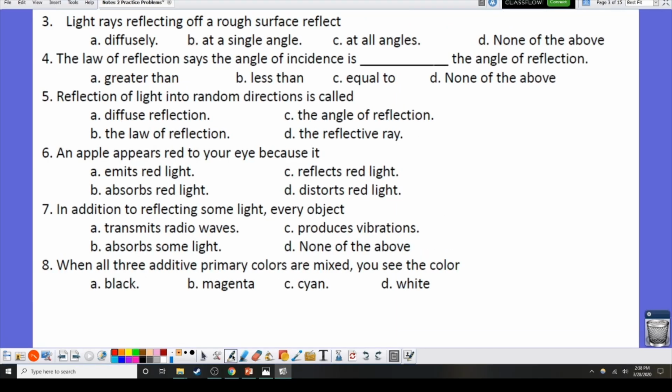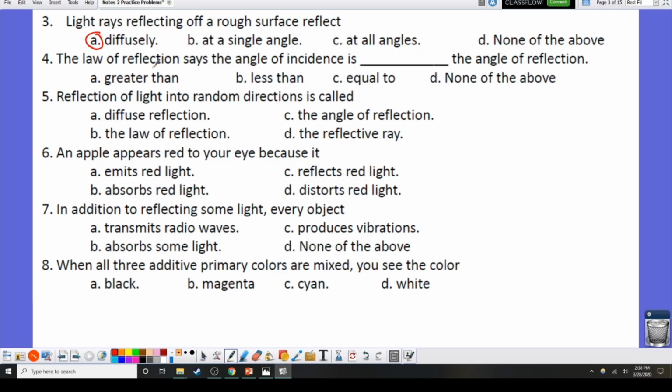Number 3 through 8, more multiple choice here, so let's go ahead and continue. Light rays reflecting off a rough surface reflect A, diffusely, B, at single angles, C, at all angles, or D, none of the above. We just covered this in practice problem number 2. Light rays reflecting off of a rough surface will reflect diffusely.